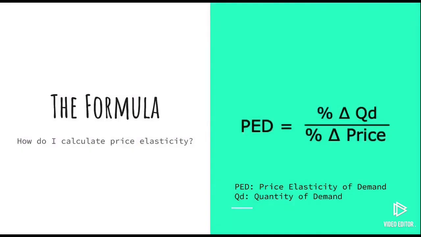Here's the formula for PED. Let's say you want to find out the price elasticity of demand for a good. You can find out by calculating the percentage change in quantity of the good demanded over the percentage change in price of the good. Since price and quantity demanded are inversely related, the PED will always be a negative number.